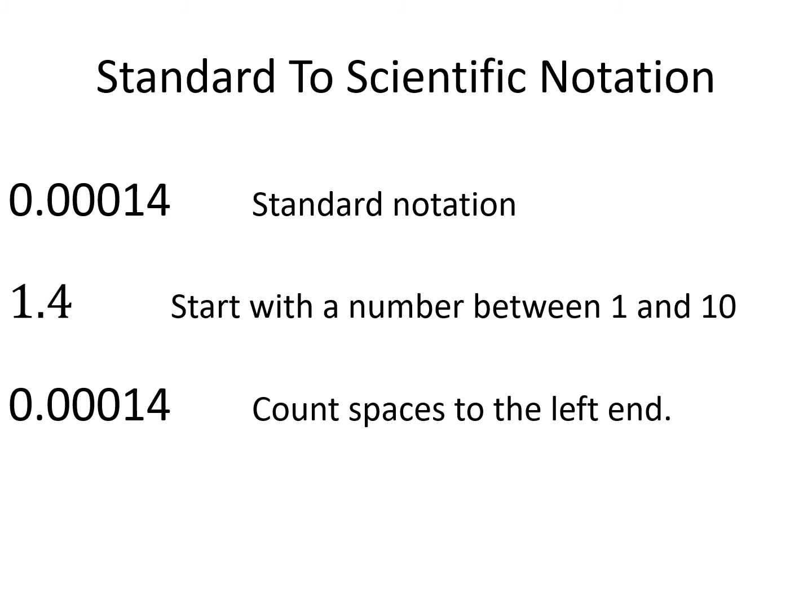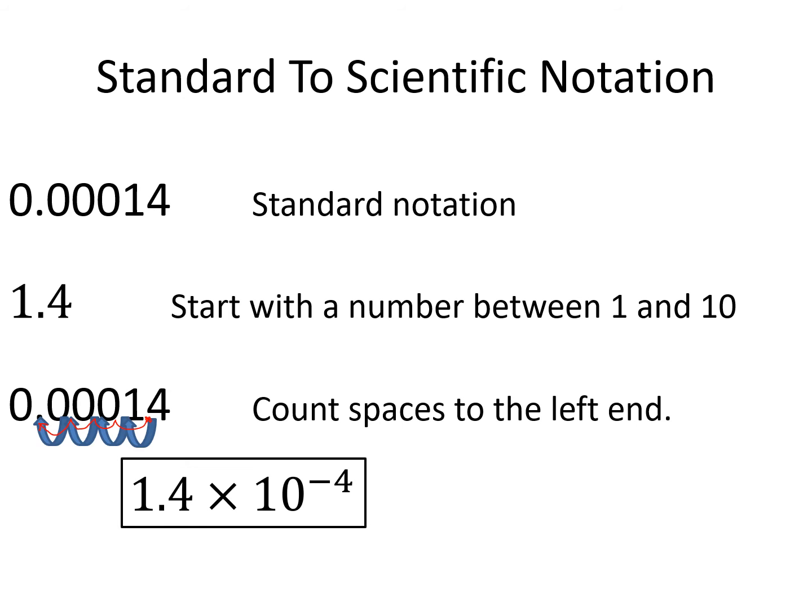And then I have to count the spaces to the left. So if I put the decimal right here, I am counting 1, 2, 3, 4 times to the left. I have to move that decimal. And so that's 1.4 times 10 to the negative fourth. This is the number in scientific notation.